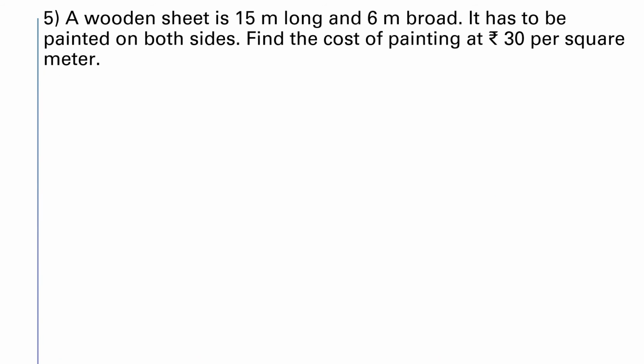And the last is question number 5. A wooden sheet is 15 meters long and 6 meters broad. It has to be painted on both sides. Find the cost of painting at Rs 30 per square meter. Let's write the solution. Look, in this question, a wooden sheet is 15 meters long and 6 meters broad.